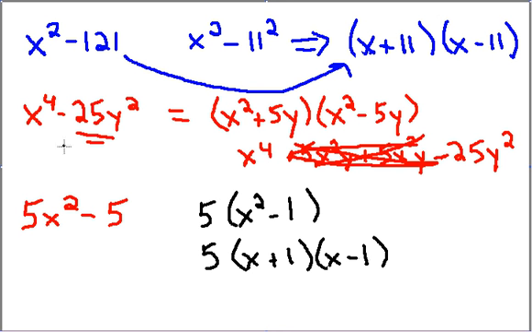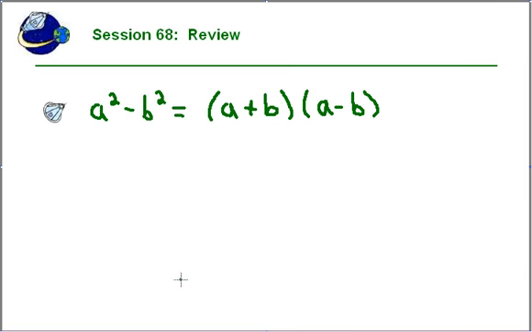That's it. 5x squared minus 5. By factoring the 5 out, that gives us 5 times x squared minus 1. X squared minus 1 factors to x plus 1 times x minus 1. So 5 times x plus 1 times x minus 1 is the factorization of 5x squared minus 5. And just as a quick review for the difference of two squares, a squared minus b squared factored out is a plus b times a minus b. Okay, that'll finish up session 68 on factoring the difference of two squares.